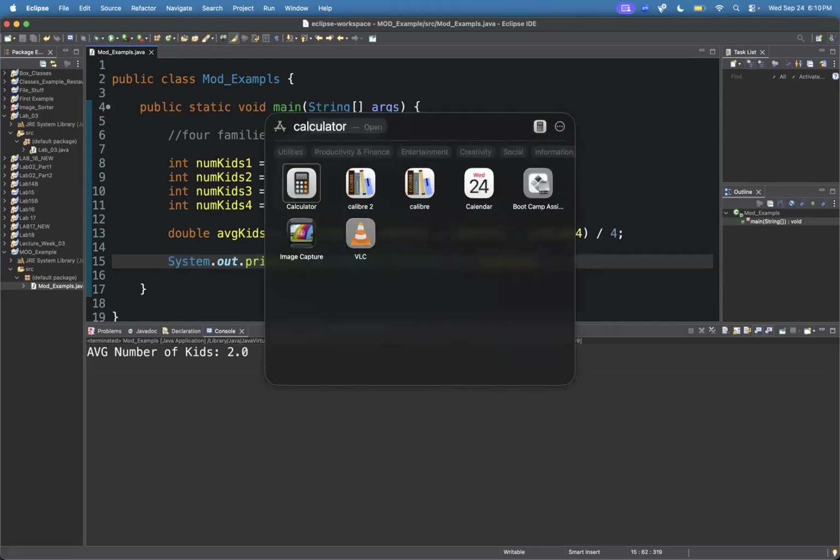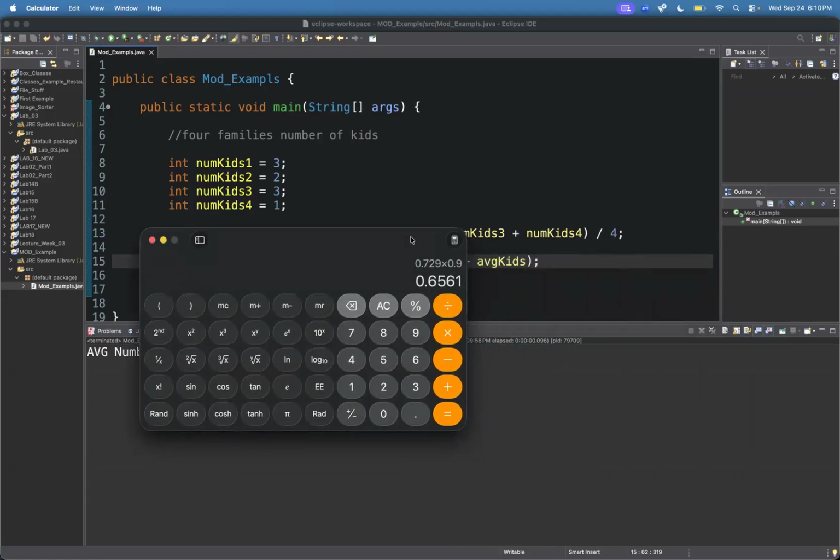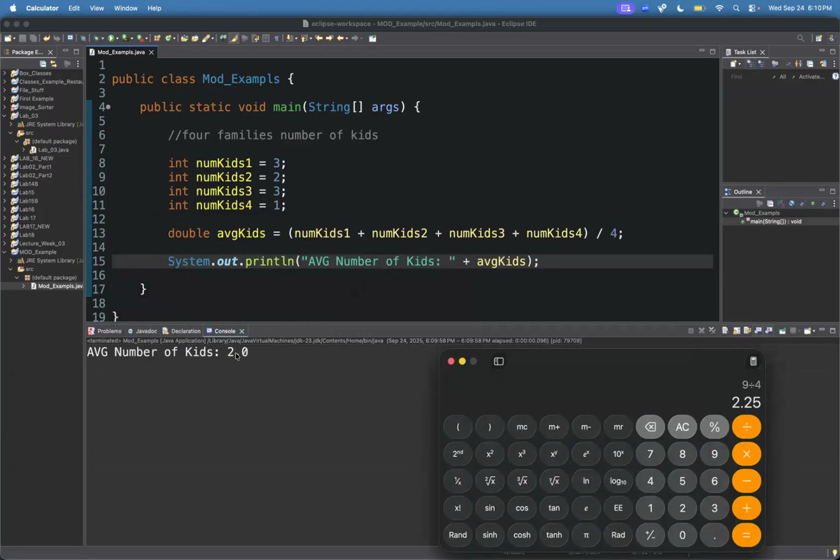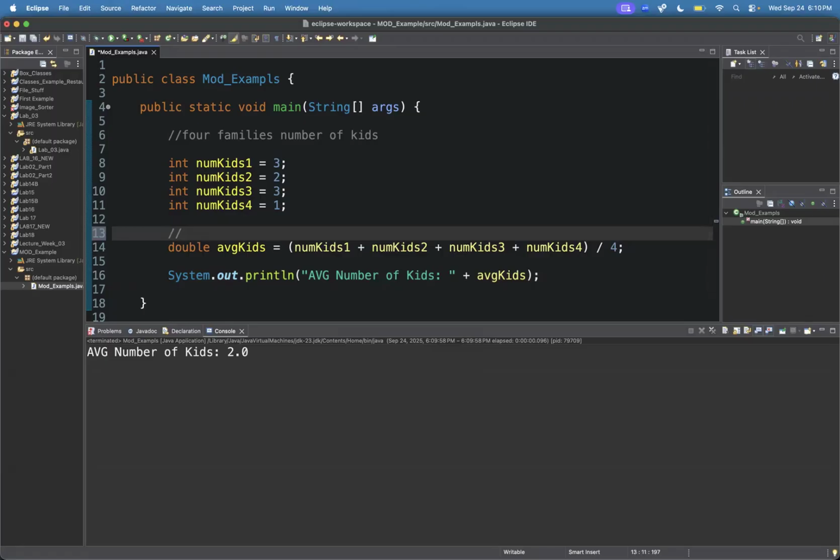Because if I grab a calculator, if I were to work this out, I've got 3 kids plus 2 kids plus 3 kids plus 1 kid, which adds up to 9 kids total. And if I divide by the 4 families, I actually get 2.25. So the average number of kids is actually 2.25. But what we see here is 2.0. And the reason that we get 2 there, right? We get 2.0 from this calculation, which is wrong.